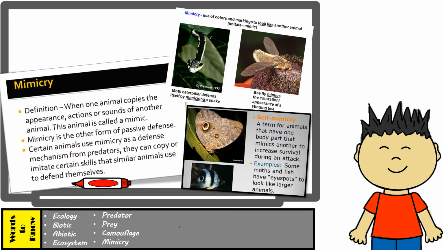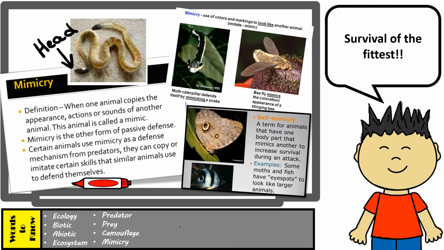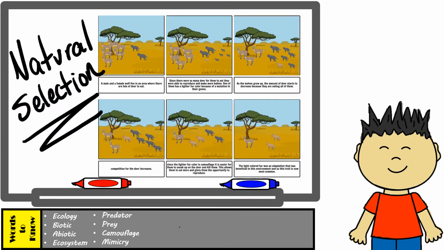Just keep in mind that predators can also exhibit these same forms of beneficial adaptations in order to trick and capture their prey. For instance, take the snake as an example. Predators may also use camouflage to hide from their prey. Yes, Alex, that's right. Organisms with the most beneficial adaptations that make them the most suited for their environment tend to survive, which leads to what we refer to as natural selection.